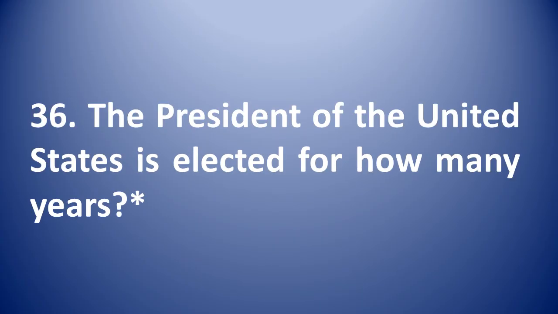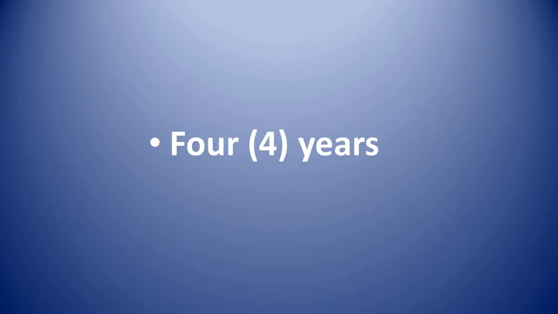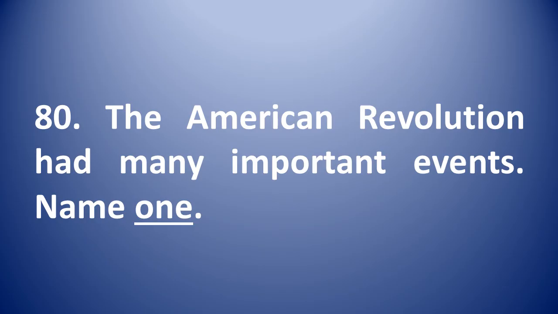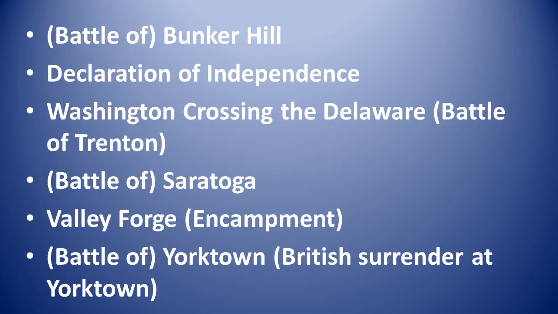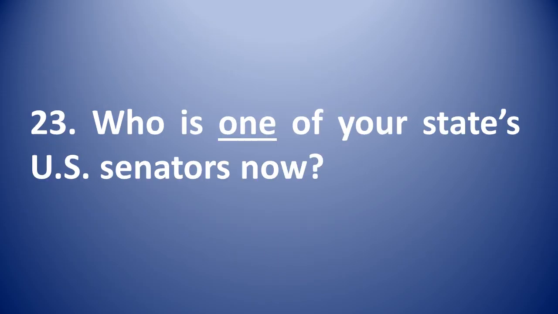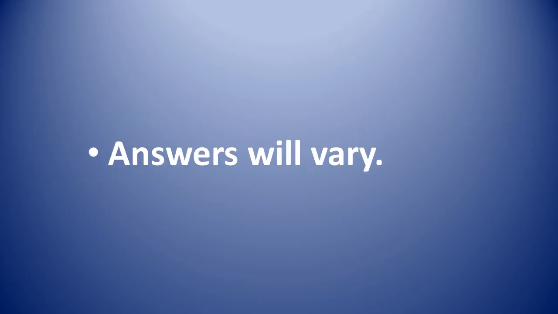The President of the United States is elected for how many years? 4 years. The American Revolution had many important events. Name one. Declaration of Independence. Who is one of your state U.S. senators now? Answers will vary.